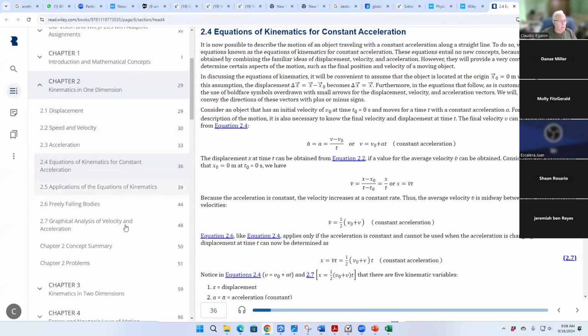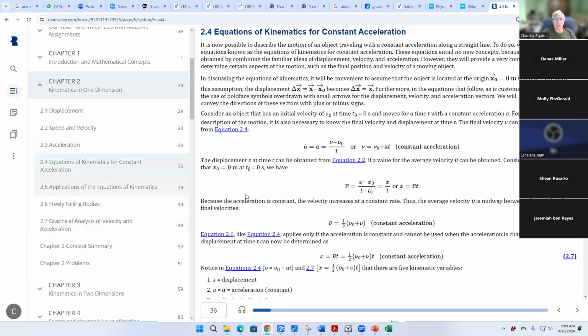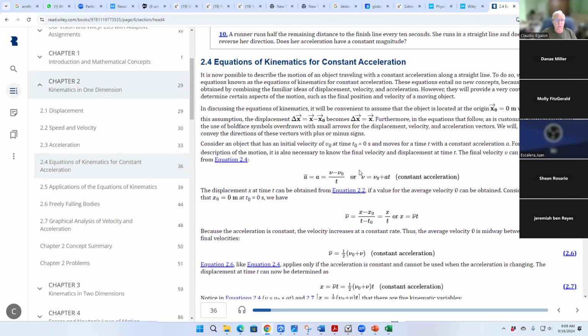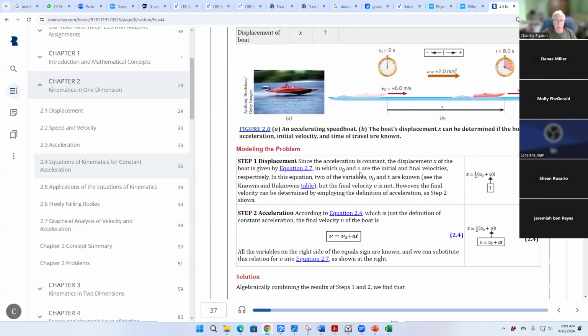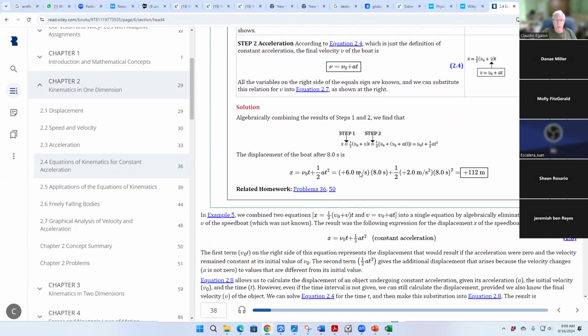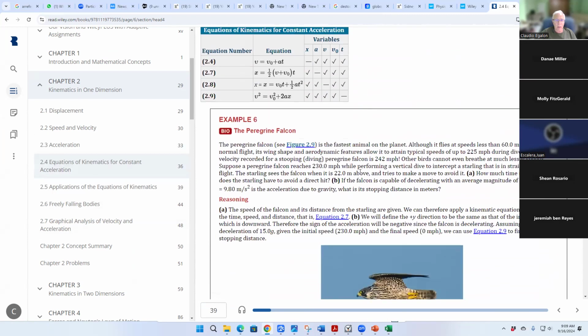Okay, we are here in chapter 2, equations of kinematics for constant acceleration, applications of the equations of kinematics, freely falling bodies, graphical analysis of velocity and acceleration. Let's take a look at this one, the example, displacement of a speedboat. Okay. Here you go, the peregrine falcon. That's the example here that I mentioned that's poorly formulated.